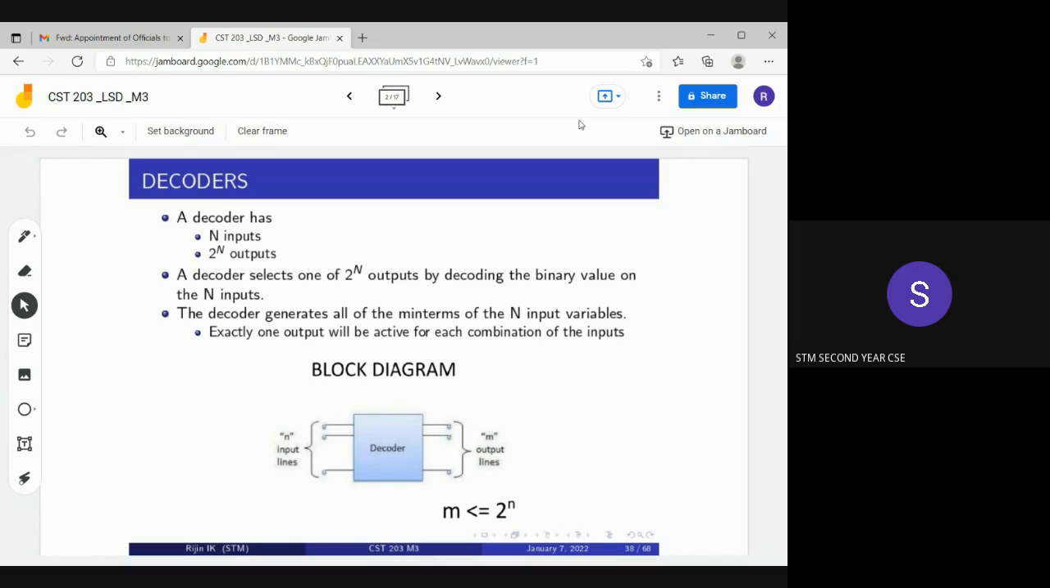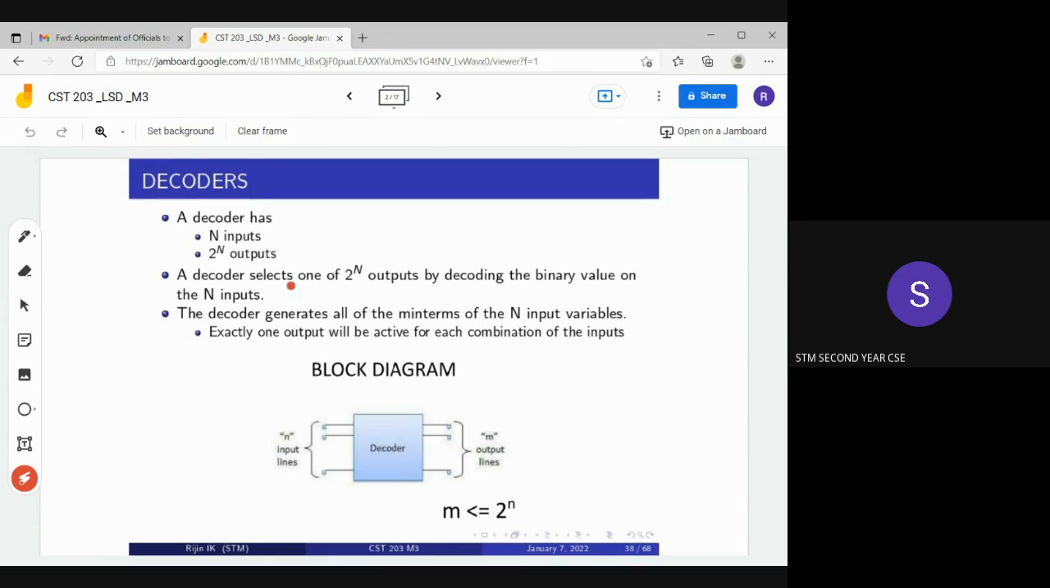Today we can discuss a new topic. It is about decoders. What is a decoder, how we will design a decoder, and what are the different applications of these decoders, and then the coming topic, encoders and all.